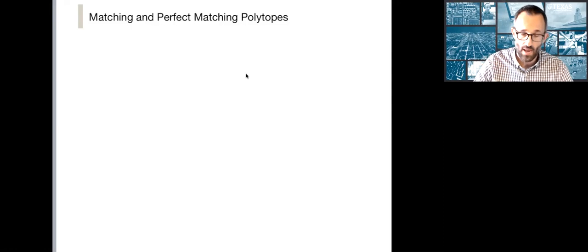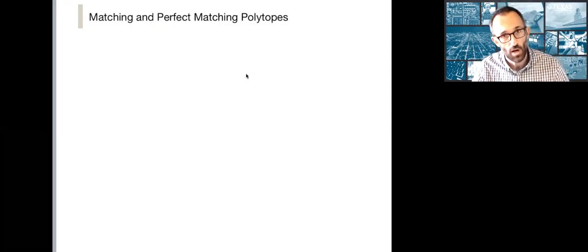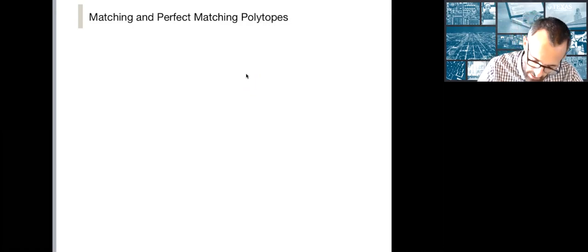In the next series of lectures, we're going to now look at the polyhedral aspects of it and come up with a characterization of the matching polytope and the perfect matching polytope. We're actually going to do those in reverse order. We're going to talk about the perfect matching polytope and then use that to give a polyhedral characterization of the matching polytope. So again, what are we talking about here?